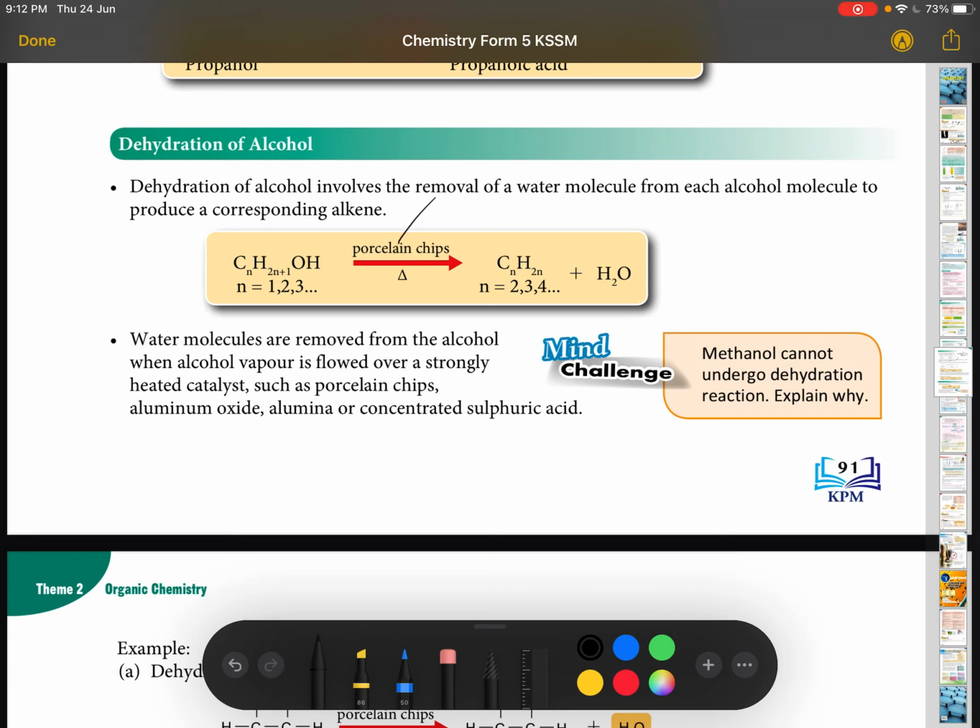The catalyst for dehydration is porcelain chips, or it can also be alumina, aluminum oxide, alumina is the same, or concentrated sulfuric acid. But if concentrated sulfuric acid, there is an extra condition. I forgot the condition. It's in my book, however, in the focus book that I bought. Let me see if I can find it. Because I remember writing something over there about how the textbook is actually kind of bad. I mean, it's okay, but yeah.